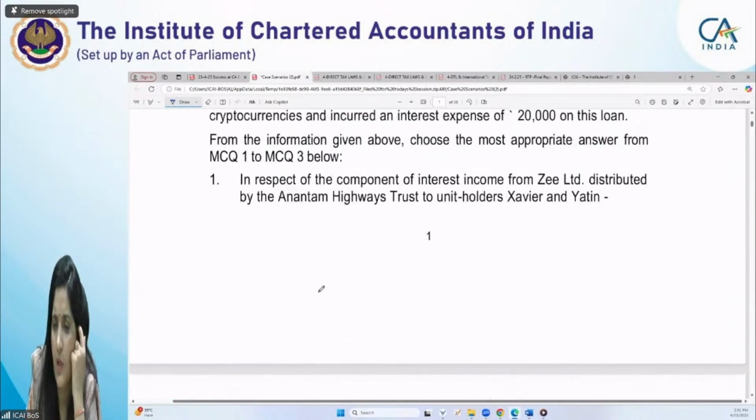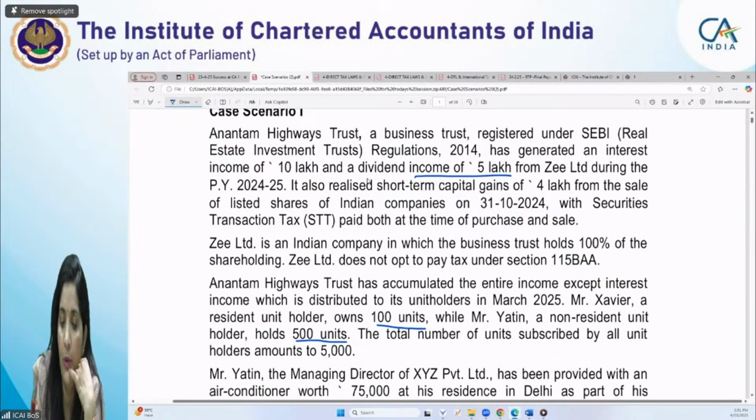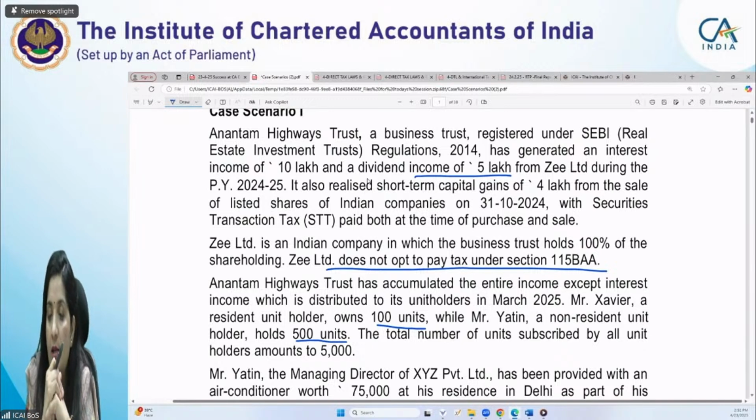Suppose, let me ask you another question with respect to the same, with different facts. Suppose dividend income is generated and 5 lakh is distributed, and the SPV does not opt to pay tax. Listen to me carefully. If this Anantam business trust is distributing 5 lakh also to its unit holders, and the SPV Z Limited does not opt to pay tax under Section 115BAA, then in respect of this distributed dividend income, what would be the tax implications, the TDS implications?